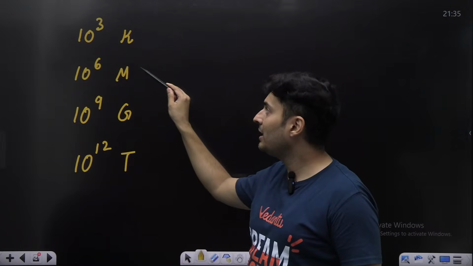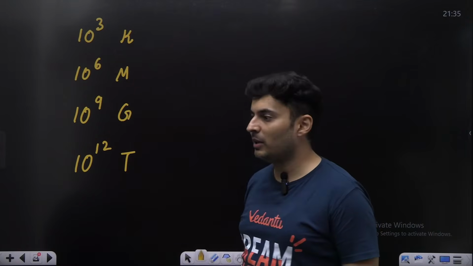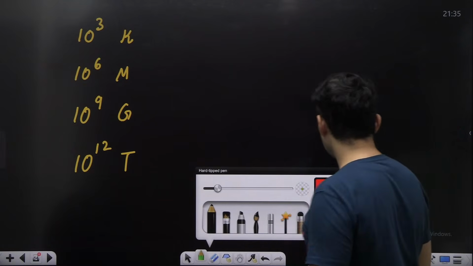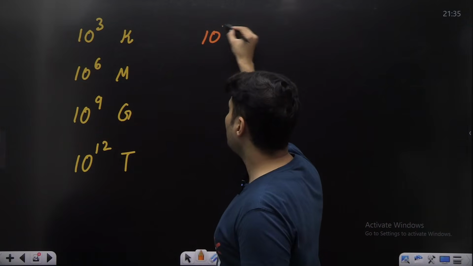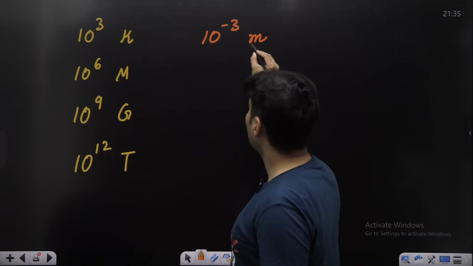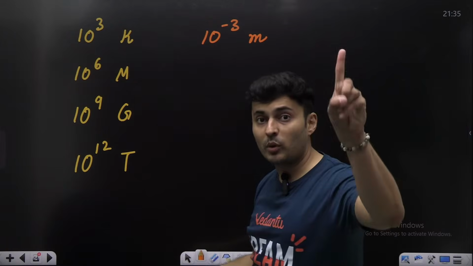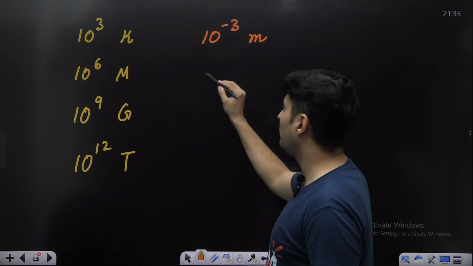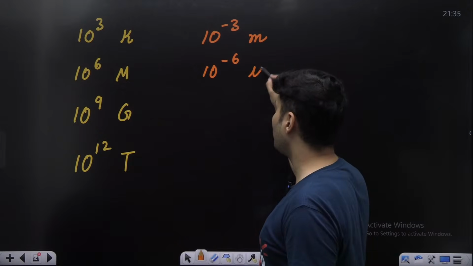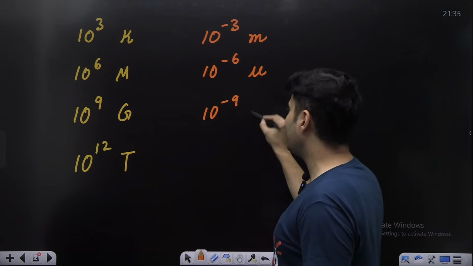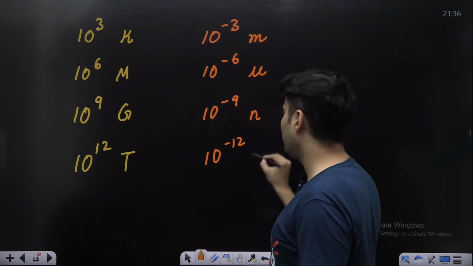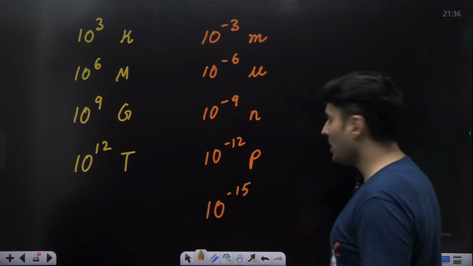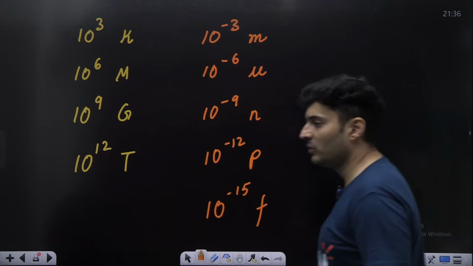K is for 10 to the power 3, M is for 10 to the power 6, G is for 10 to the power 9, T is for 10 to the power 12. The reverse also holds true for negative powers. 10 to the power minus 3 is milli. So use small symbols for negative powers. For positive powers, you use capital symbols. For negative powers, you use small alphabets. 10 to the power minus 6 is micro. 10 to the power minus 9 is basically nano. 10 to the power minus 12 is basically pico. And 10 to the power minus 15, you will be using it in nuclear physics. That is basically Fermi or femto.